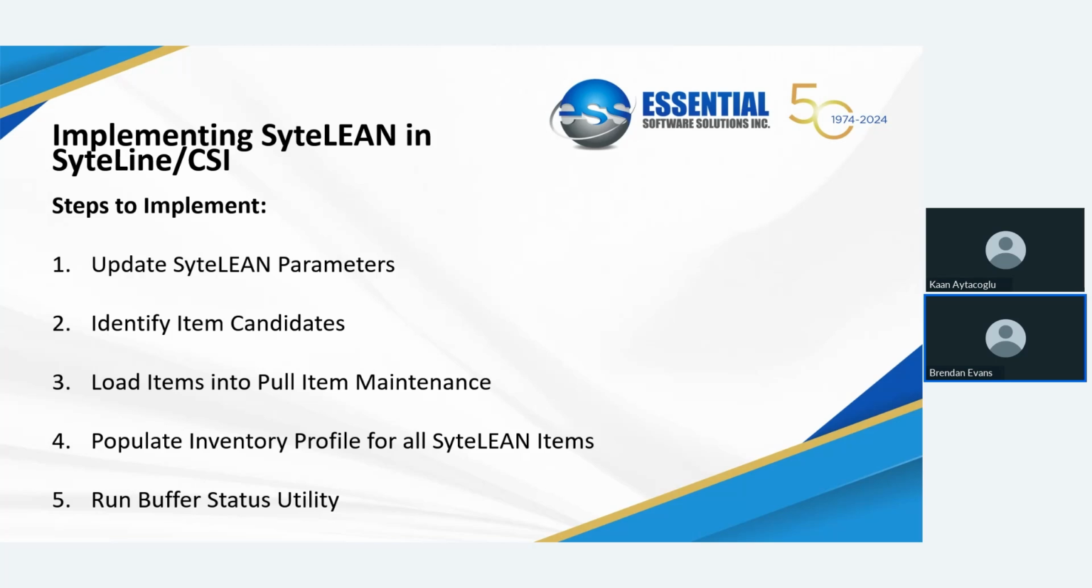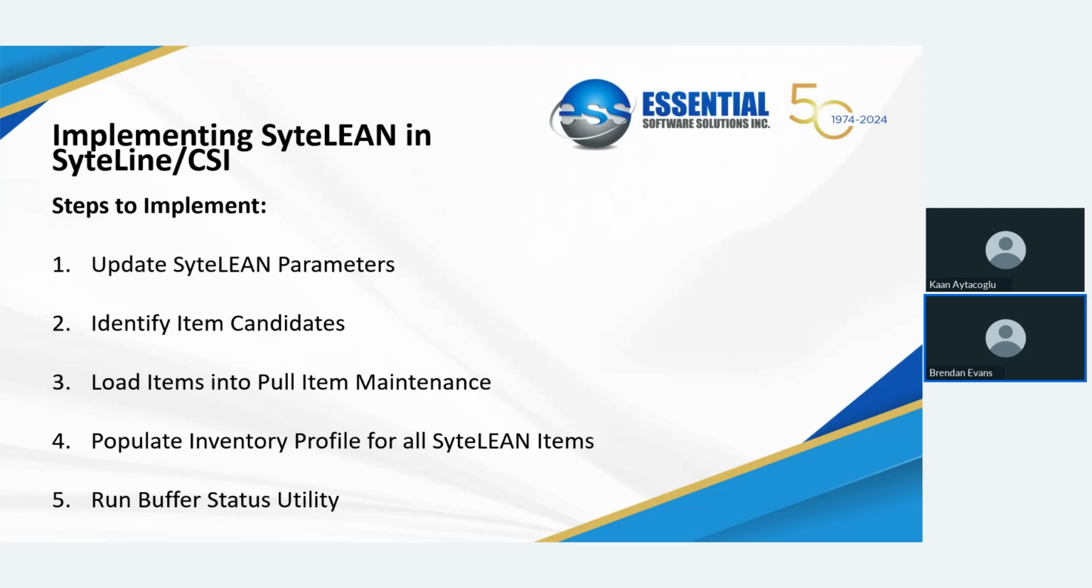Finally, once you've done that, the last step is to run the buffer status utility. That's something that we recommend you run overnight after MRP or APS is run. What the buffer status utility will do is compare inventory profiles against actual on-hand quantities and on-order quantities, and generate replenishment orders as needed, ensuring that you maintain optimal inventory levels.